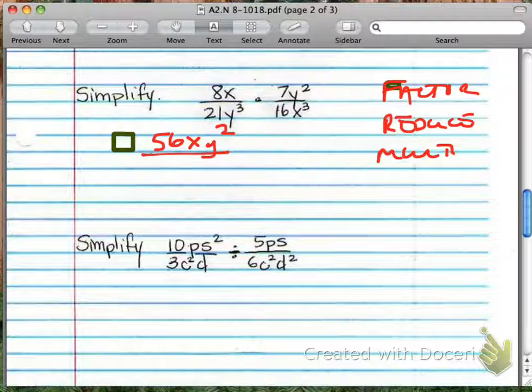What's 21 times 16? 336. So 336 x cubed, y cubed, right? Now, can I really factor monomials? Because these are called monomials. Can I factor those? Yes.